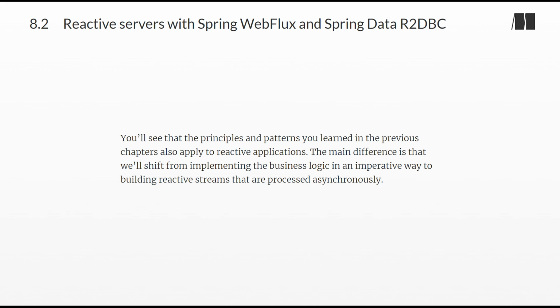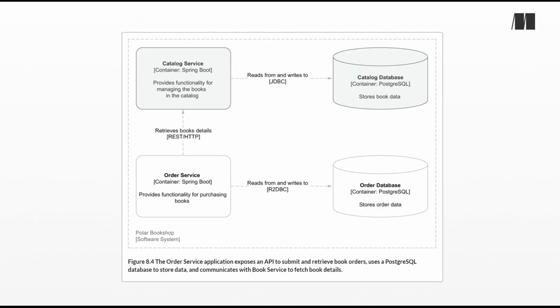that are processed asynchronously. Order Service will also interact with Catalog Service through its REST API to fetch details about books and check their availability. That will be the focus of Section 8.3. Figure 8.4 shows the new components of the system. Figure 8.4. The Order Service application exposes an API to submit and retrieve book orders, uses a PostgreSQL database to store data, and communicates with Catalog Service to fetch book details.